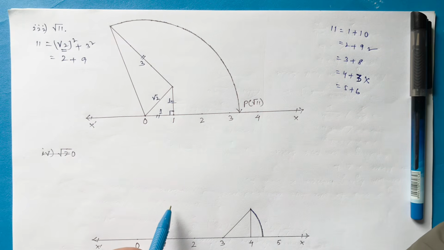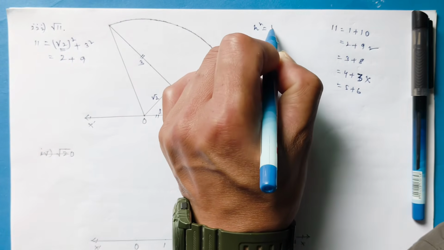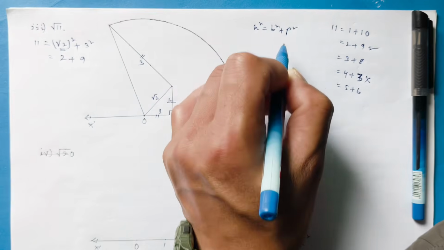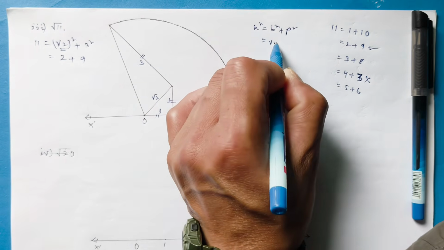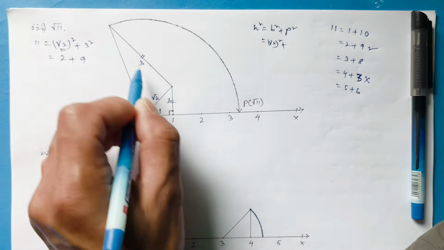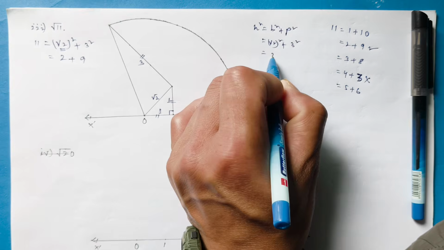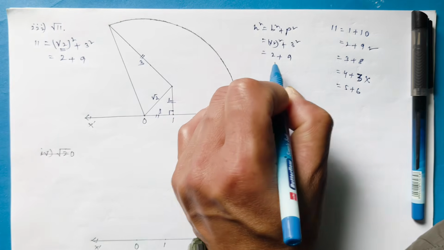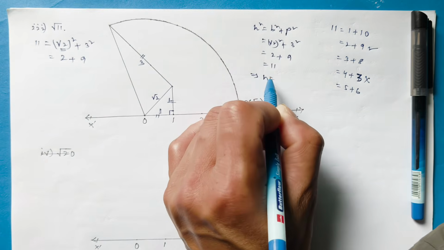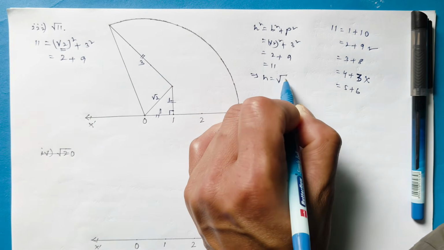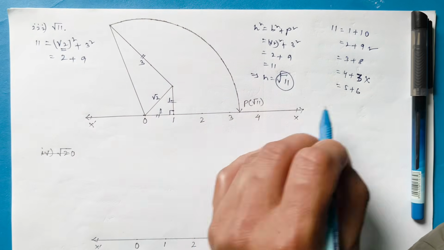Now by using the Pythagoras theorem, we know that hypotenuse square is equal to what? Base square plus perpendicular square. Base square is how much? Root 2 square. Perpendicular square is how much? 3 square. Root 2 squared is 2, 3 squared is 9. 2 plus 9 is 11. Here, hypotenuse square becomes 11. So this hypotenuse is what? Root 11.